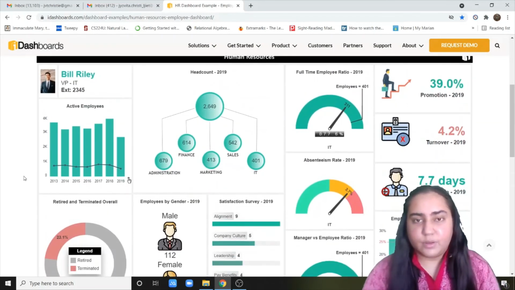So this is an example of a very good dashboard, and this is what a dashboard should look like if you were trying to make one. So I hope this example helped you to understand more about dashboards.